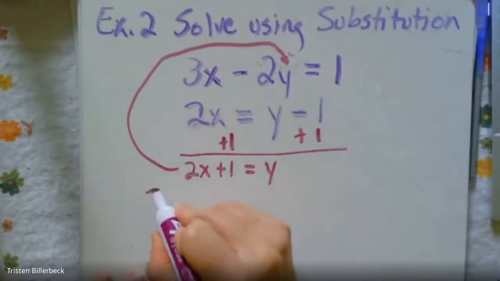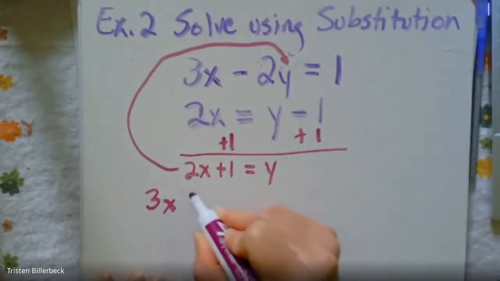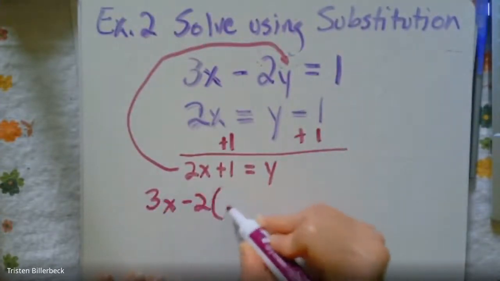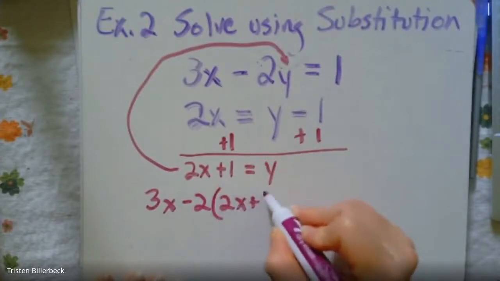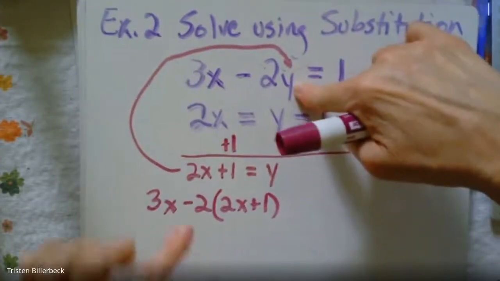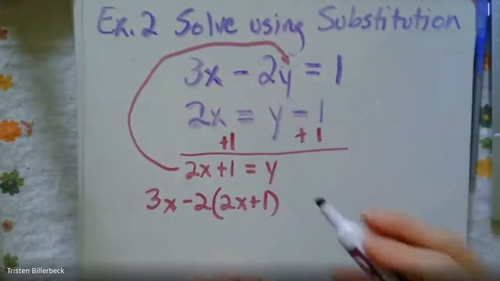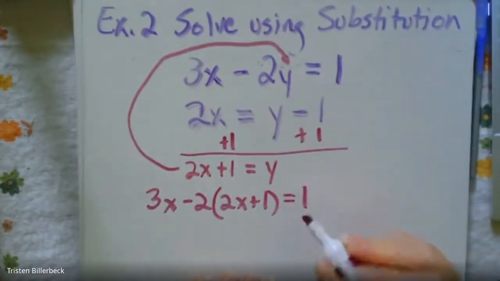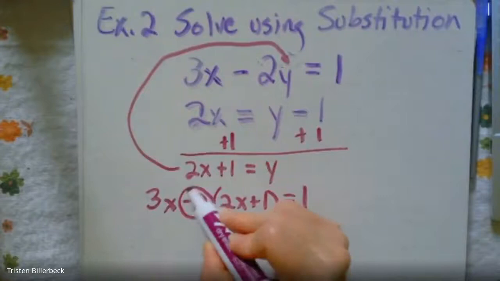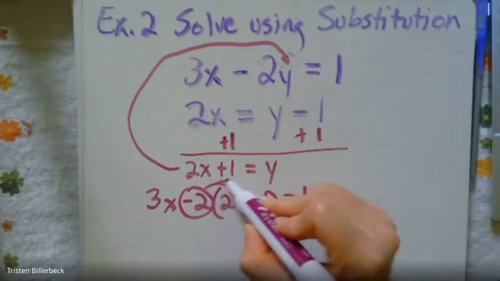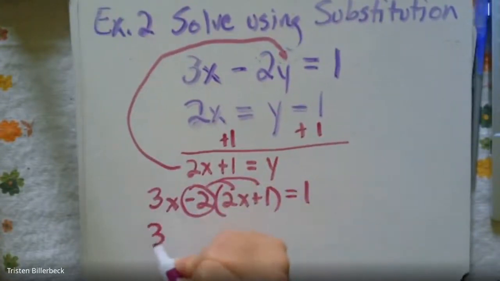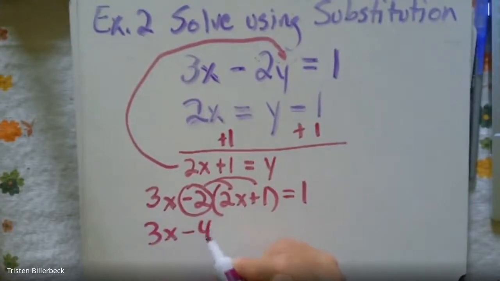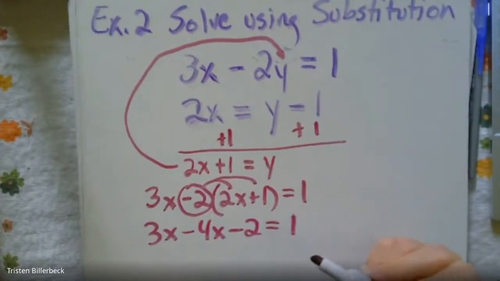So I have 3x minus 2 times 2x plus 1, because y is now going to be this expression, equals 1. I'm going to grab the negative sign with the 2 and distribute. So I have 3x, and negative 2 times 2x is minus 4x. Negative 2 times 1 is negative 2, equals 1.